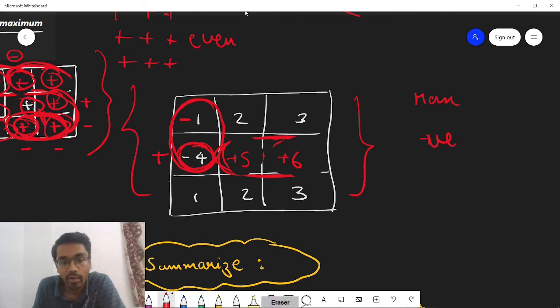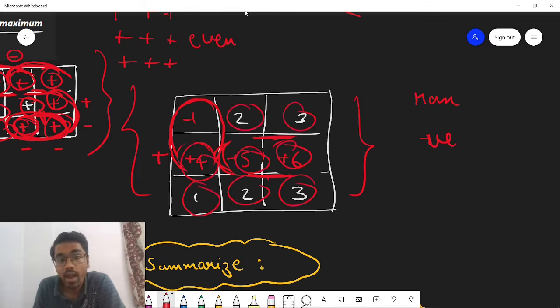So our final matrix would look something like this: -1, +4, and all the remaining elements. So you will take the sum 2, 3, 6, 5, 4, 1, 2, 3 and subtract -1 from it. So that is what we need to take care of in the case of an odd number of negative elements.